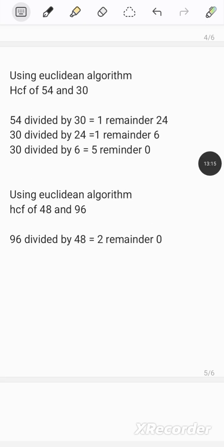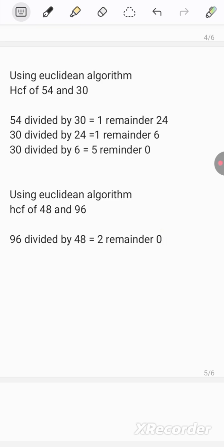And yes, using the Euclidean algorithm for the second HCF of 48 and 96. 96 divided by the smallest number, which is 48, gives you 2 remainder 0. Now, there is a catch to the Euclidean algorithm. If you divide the biggest by the smallest, and in the very first instance you get a remainder of 0, then the HCF is the smallest number. Yes, the HCF is the smallest number.